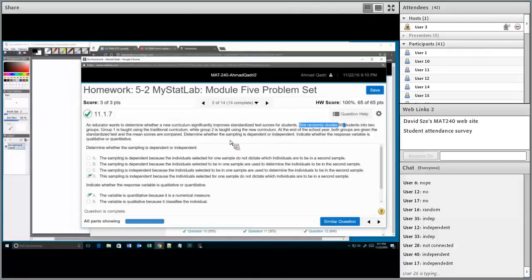Now what we are doing is measuring the mean scores for the standardized test for the two groups. So do you think this response variable is qualitative or quantitative? Very good. It is quantitative because now we're talking about the mean score. A score will get a number, right? It will have a number assigned to it. And therefore, it is quantitative. Excellent. So is this clear?